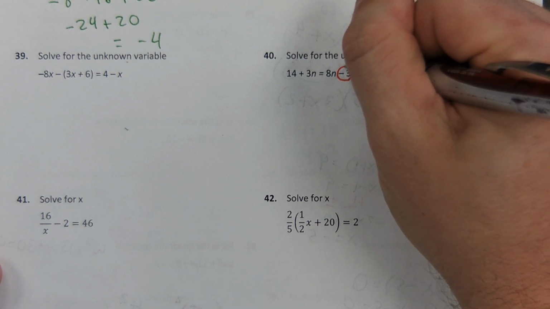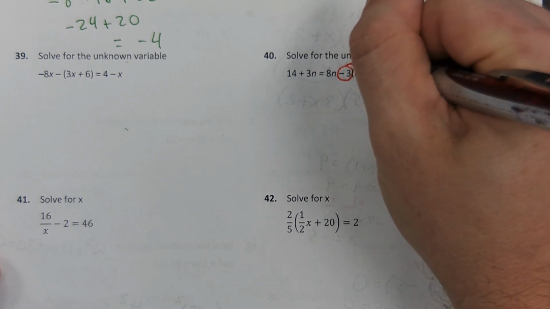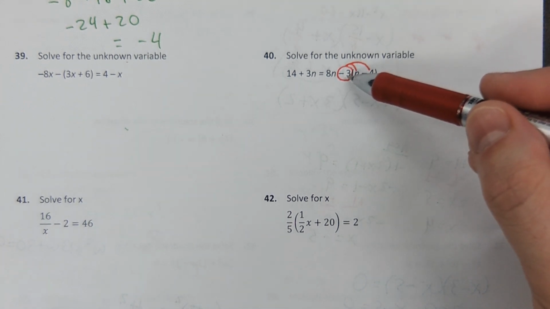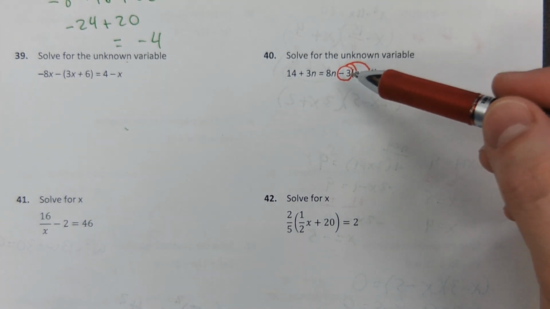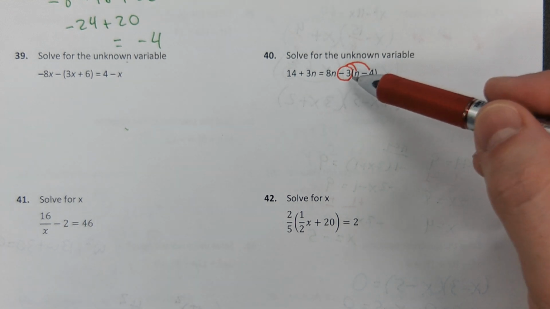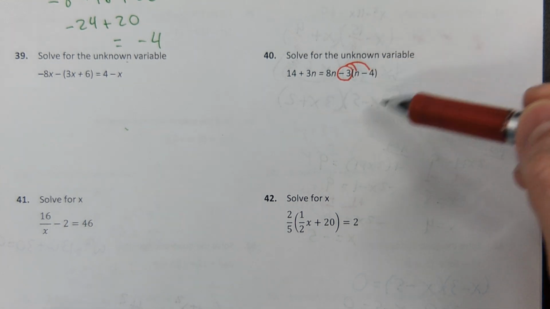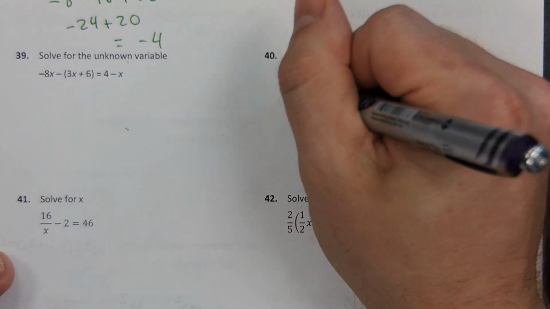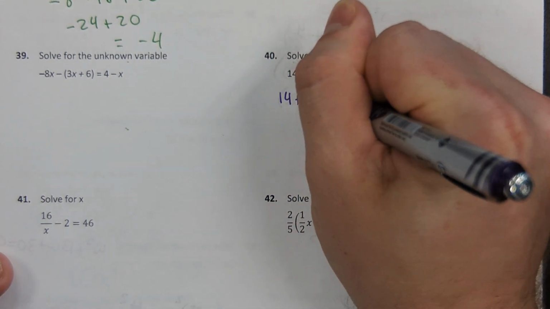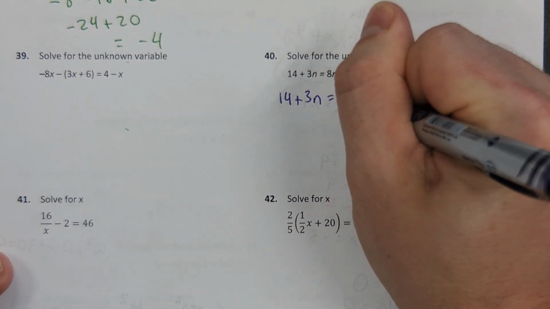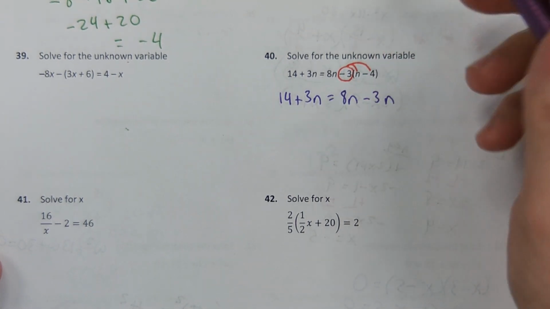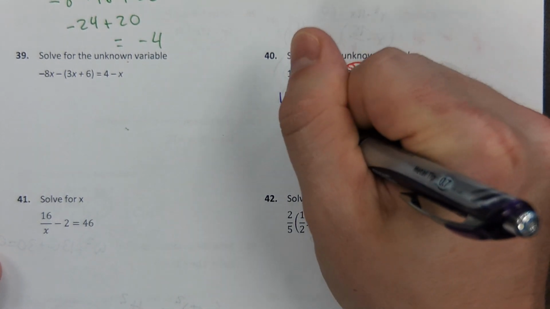This question is on my test to look for students that don't know that you have to distribute a -3. The symbol in front of a number belongs to that number. They cannot be separated. So you must distribute the negative with the 3. It gives me 14 plus 3n equals 8n. Now -3 times n is -3n, and -3 times -4 is positive 12.